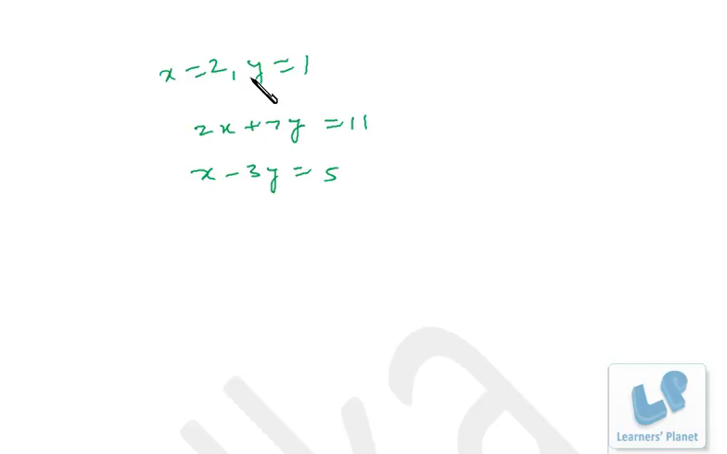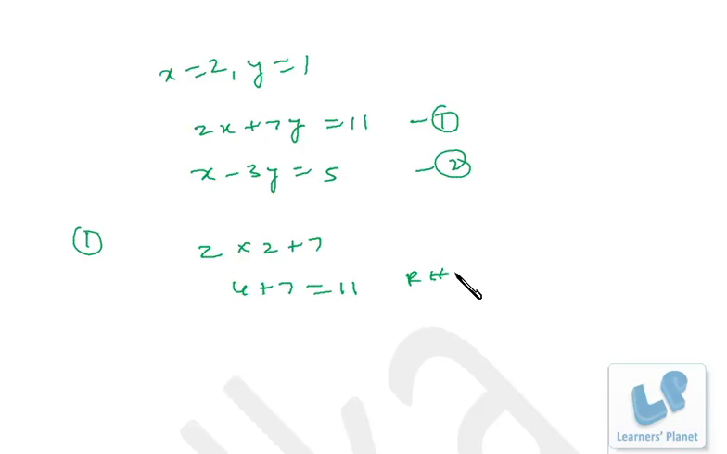For example, suppose I take x is equal to 2 and y is equal to 1, and maybe I have the equations 2x plus 7y is 11 and x minus 3y is equal to 5. Now I just have to check whether x is equal to 2 and y is equal to 1 is the solution of this pair or not, right? So I take the first equation and put the value of x as 2 and y as 1 on the left hand side. So it's 2 into 2 plus 7, that's 4 plus 7, that's 11, that's the right hand side, right? That means x is equal to 2 and y is equal to 1 is the solution of this equation.